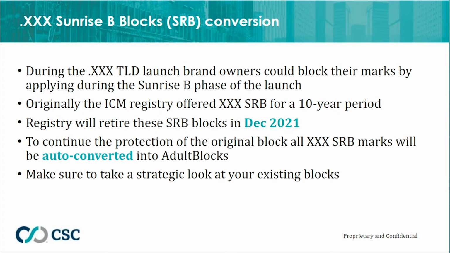Now this 10-year period is expiring in December of 2021, and what will happen is any existing Sunrise B registration will be automatically converted into an adult block service. So owners of existing blocks within the XXX space will now be automatically qualified and converted into an adult blocking mechanism, and that new block will now cover all four extensions within the ICM registry's offering.